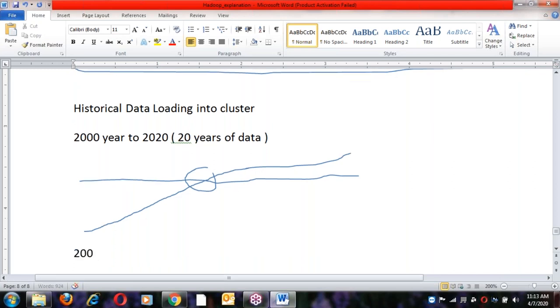So first the 2000 year graph, next year 2001, 2002, 2003, 2004. Maybe the company got break-even in 2004 and then profits. Then 2005, 2006, 2007, 2008, 2009, every year like this, up to 20 years. They have to analyze their business every year, 20 years of data.